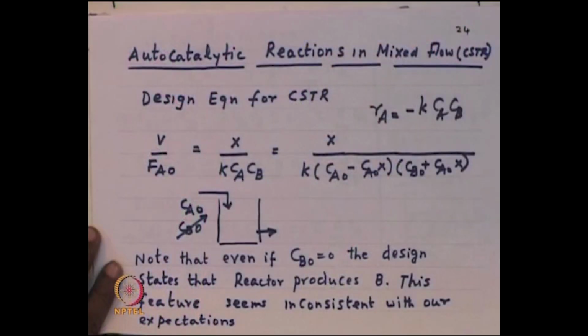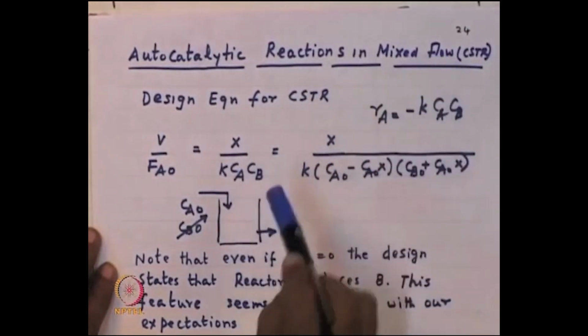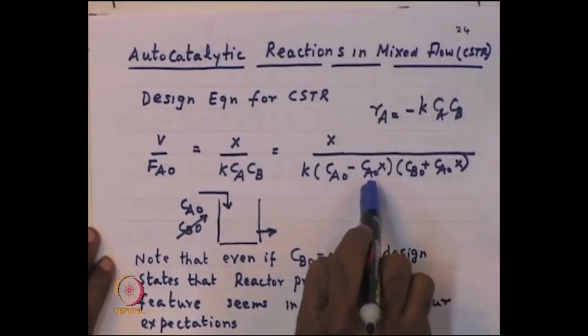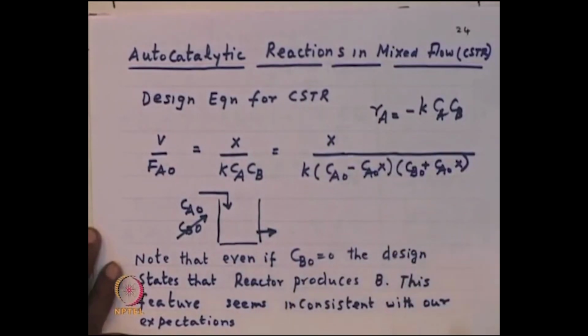Is that clear? So, what we are trying to point out here is that for the steady states that you will reach for autocatalytic reactions, you do not require Cbi and Cai in the process. It is required only during startup. I will stop there.